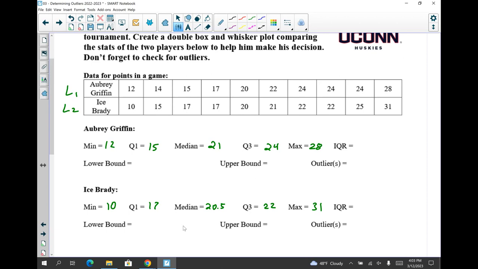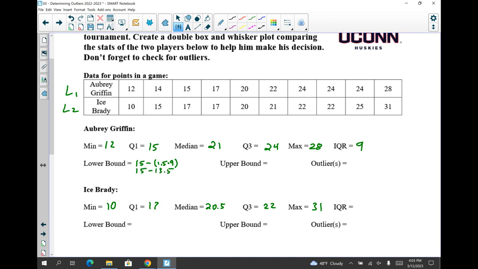So here we've written down all the data from our calculator. So now we need to go and figure out our interquartile range, our lower and upper bound, and our outliers. So our interquartile range would be 24 minus 15, which is going to be 9. So then our lower bound, we're going to be doing 15 minus 1.5 times 9. 1.5 times 9 is 13.5.